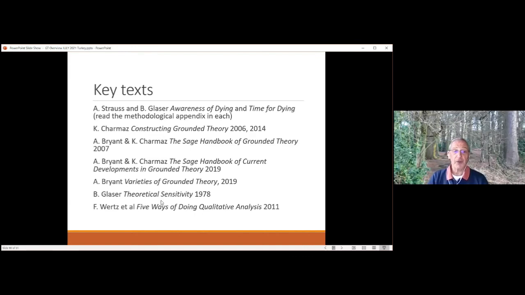Read Glaser's book on theoretical sensitivity. And then this last book by Wertz, and Charmaz's is also one of it, is very interesting because it's five different qualitative approaches. They use the same data, and there's one from discourse analysis, one from grounded theory, and so on. It's a very, very interesting book. Okay, I hope I've whetted your appetite. I can't take you any further. There are some questions.